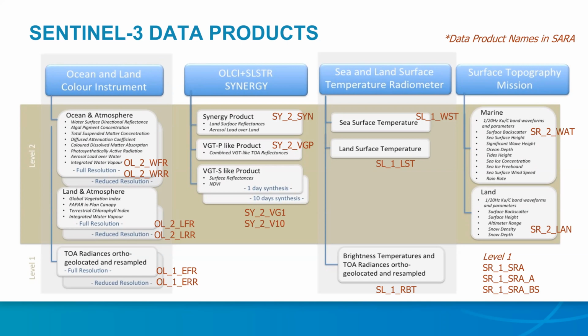And finally, the topography mission provides level 2 land data, including surface backscatter, surface height, altimeter range, snow density and depth, and level 2 marine data, including sea surface backscatter, sea surface height, significant wave height, ocean depth, tide heights, and so on.